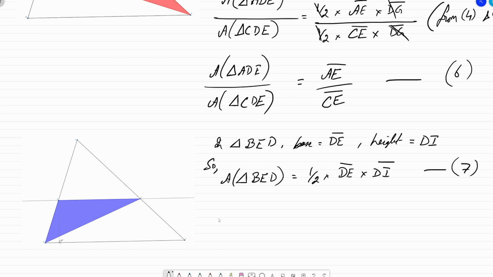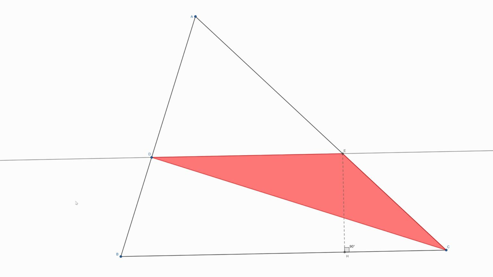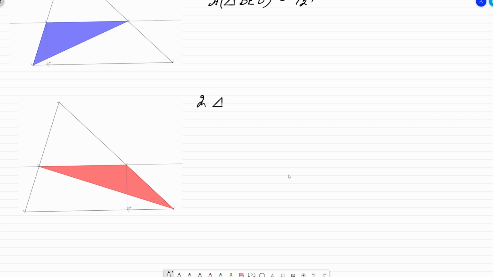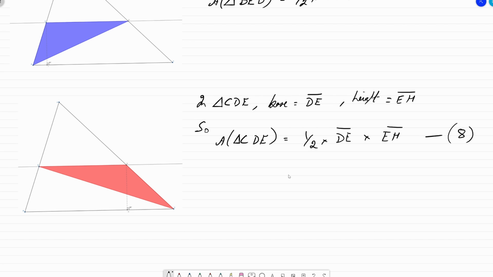Now I'm going to consider another triangle. Here is another triangle which is CDE, and you can see it has still the same base. The base is still the same, which is DE, and the height is EH in triangle CDE. Therefore, area of triangle CDE will be, this is number 8.